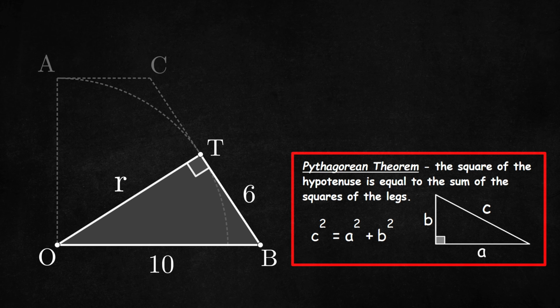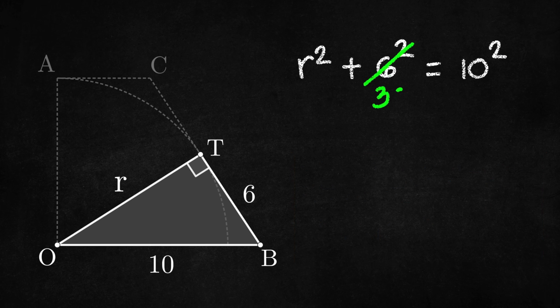The sum of the squares of the legs is equal to the square of the hypotenuse. Radius squared plus 6 squared is equal to 10 squared. 6 times 6 is 36. 10 times 10 is 100. Transpose 36 to the right side and make it negative.